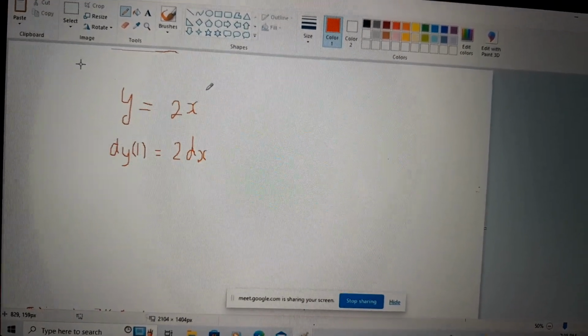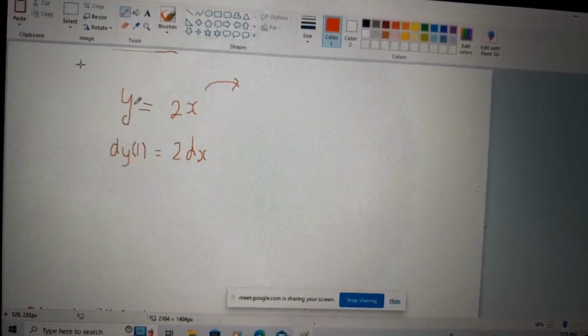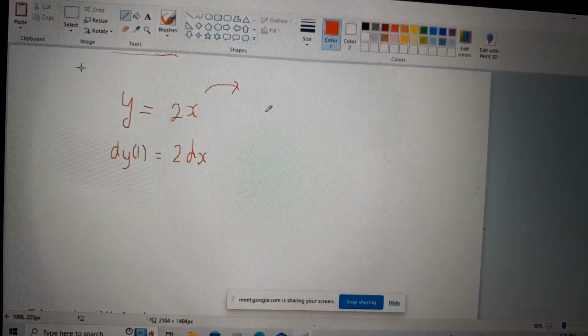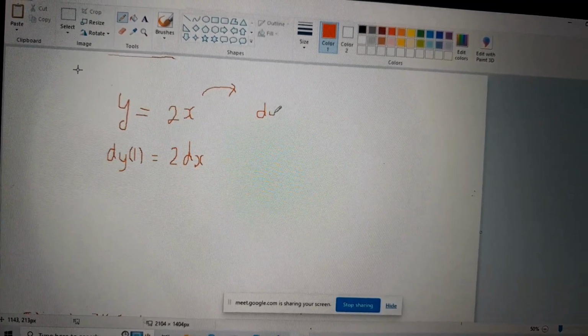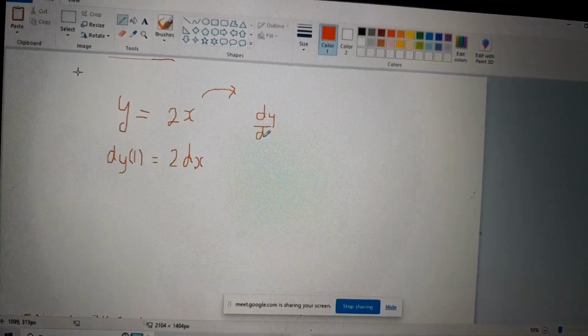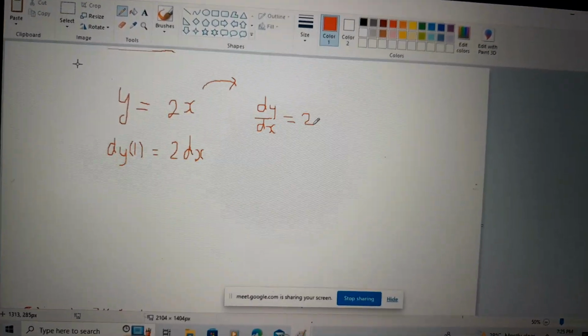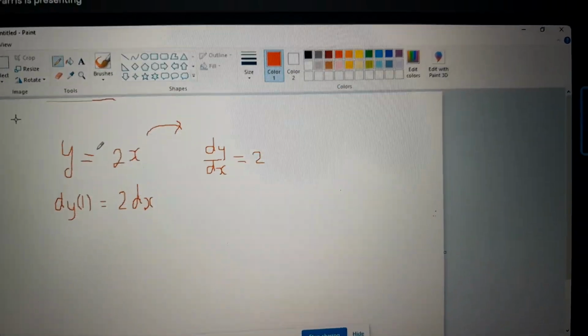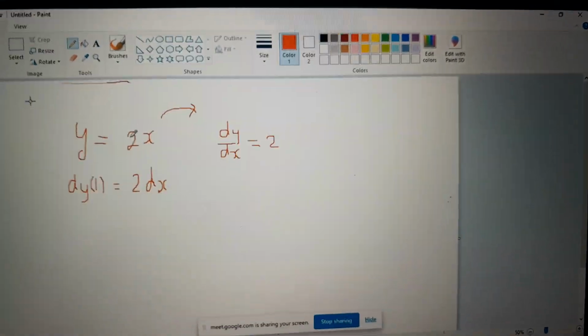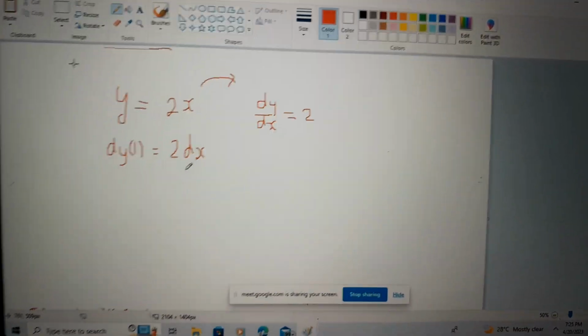So here is what happens. If I didn't show you that, and I said to you differentiate y is equal to 2x, you would have given me dy dx is equal to 2. Isn't that what we should get? Yes, sir. Great.